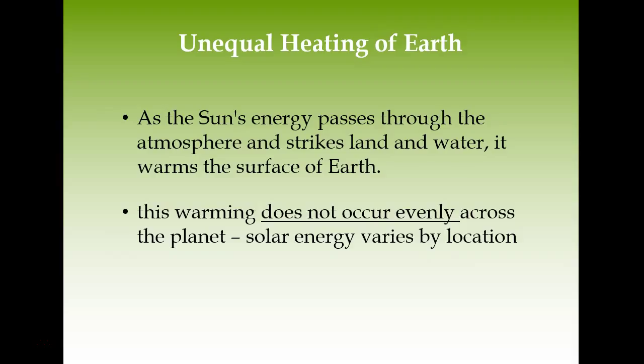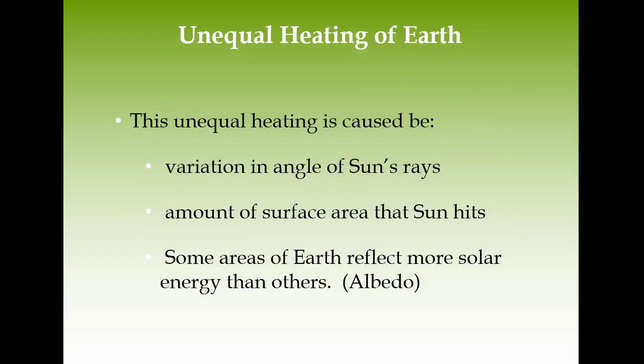So what causes climate in different areas? It's all because of unequal heating of the Earth. The Earth is not a flat plane, it is a sphere, which means that the sun, which is coming in on a straight line, is going to hit it at different angles, and it's going to cause unequal heating, unequal energy distribution. So warming does not occur evenly, so that solar energy that hits different spots of the Earth is going to vary by location.